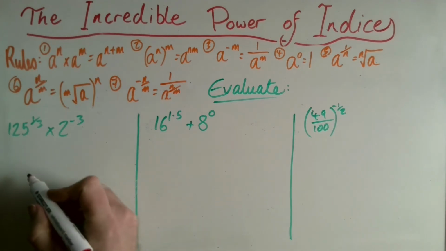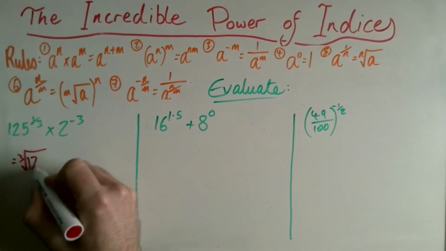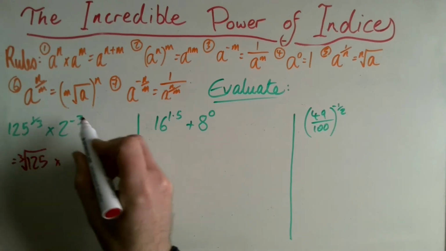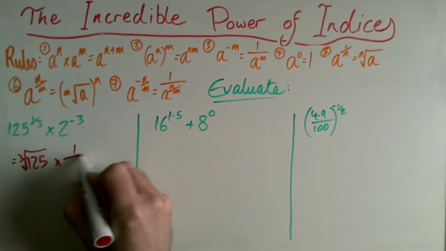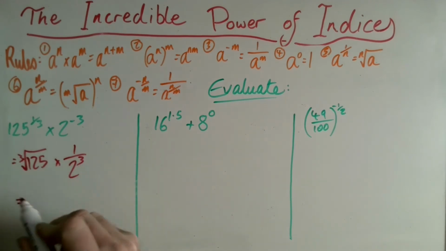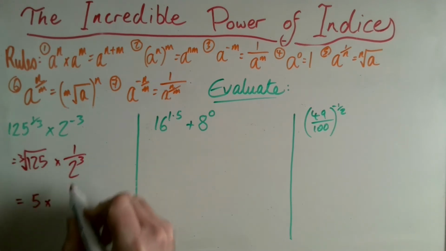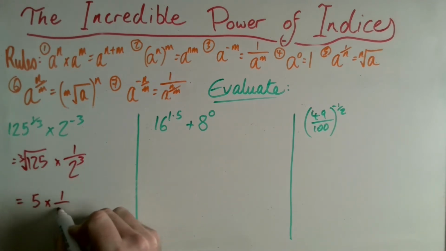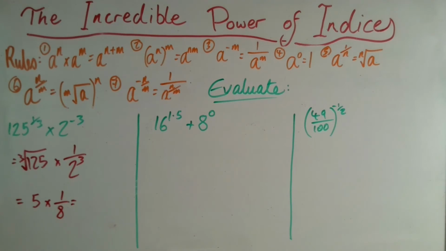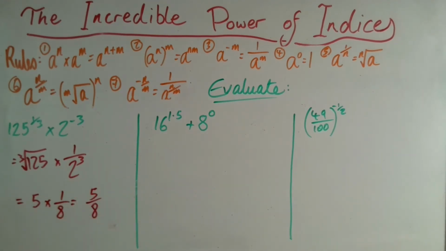So 125 to the power a third, that means the cube root of 125, doesn't it? And 2 to the negative 3 means 1 divided by 2 to the positive 3. The cube root of 125 is 5. 2 to the 3 is 8, so we're looking at 5 times 1 over 8, which is 5/8. You can turn it into a decimal, but there's no need.